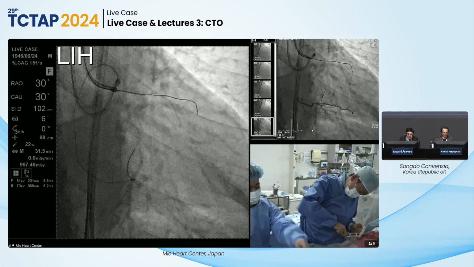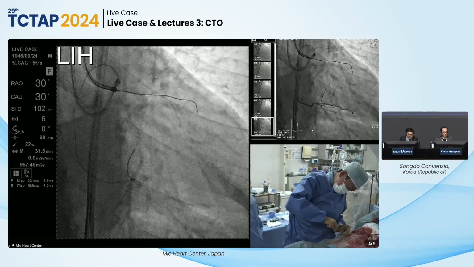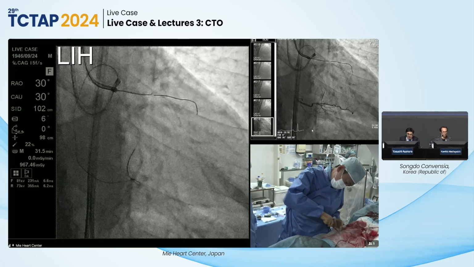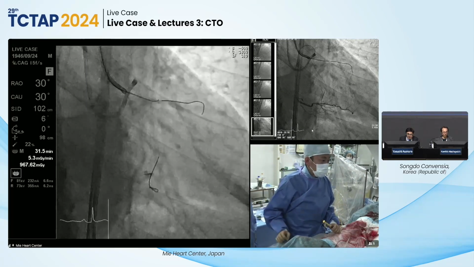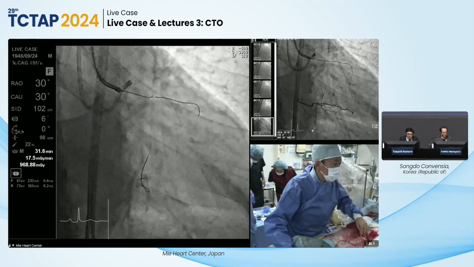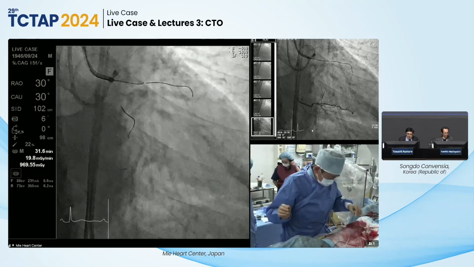So I want to check the chip injection again, a little bit more distal PD branch, because I understand there are also some other branches giving collaterals to the septum. So, great.